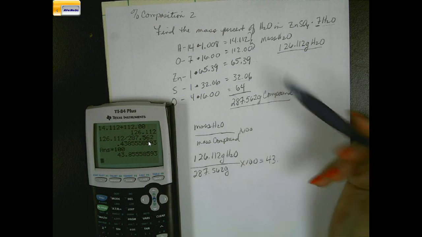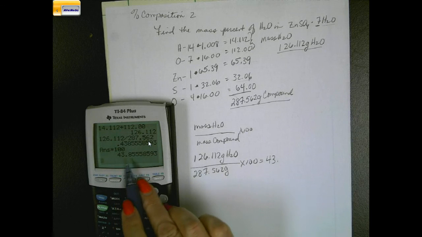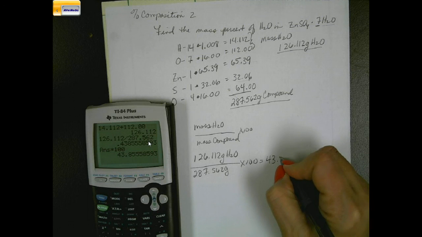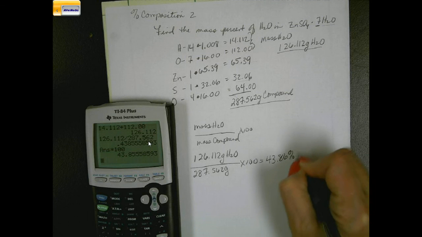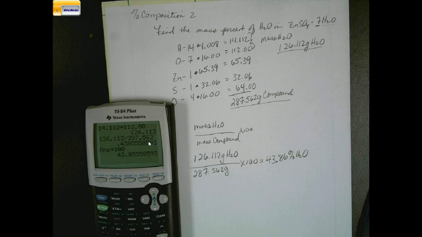4, looks like we need to go to 4 significant digits. So 1, 2, 3, 4, that 5 has another 5 after it, so we'd round that up to 6. So 86% H2O. Okay, let me know if you have any questions about that one.